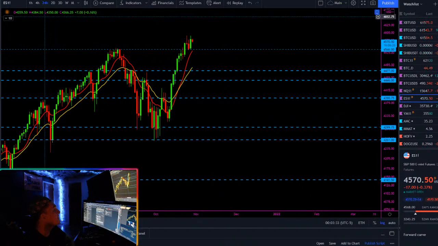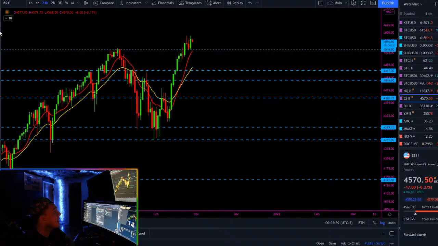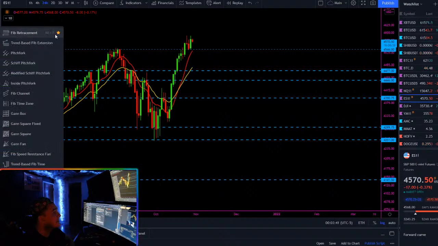All right, so Fibonacci again. If you're looking for the tool, it's the very first one right here. When you open up this little arrow in this toolbox here, boom, Fib retracement. I have it.